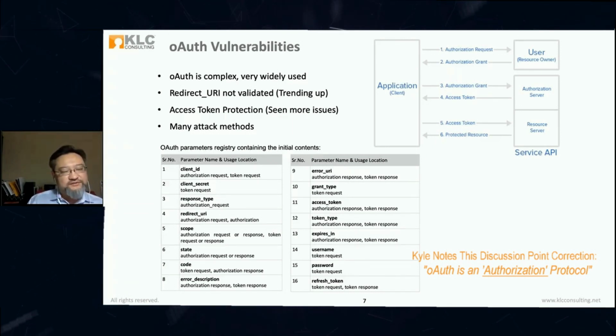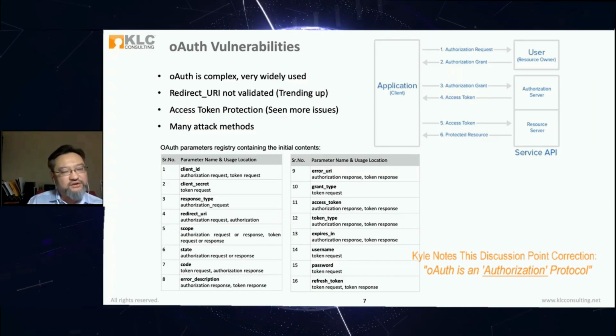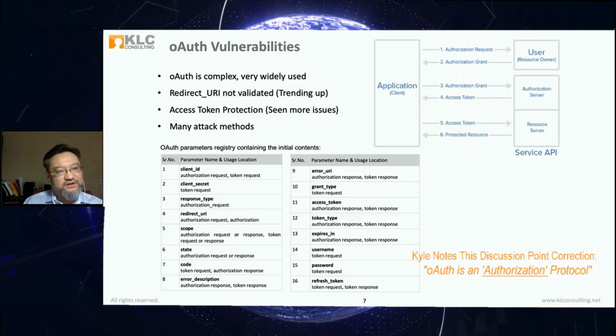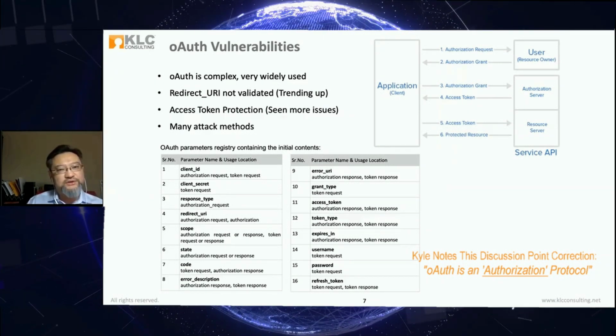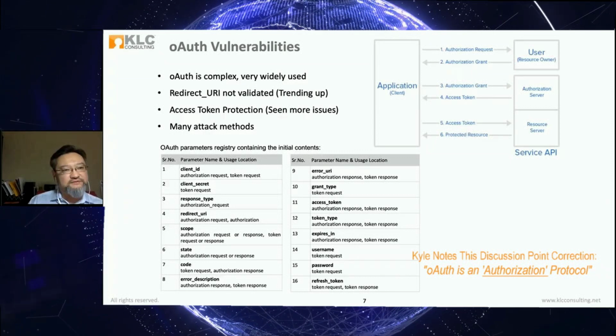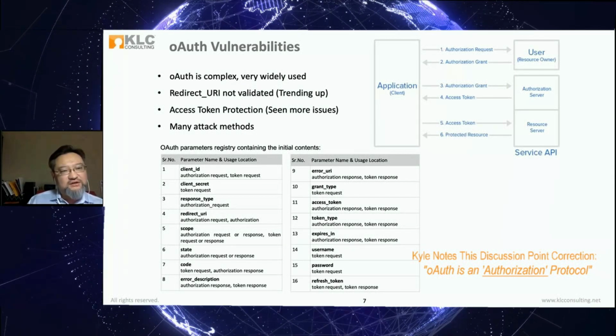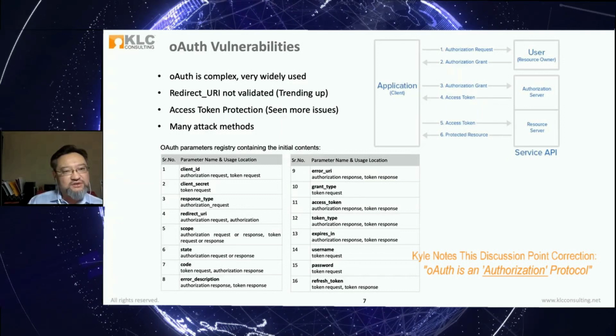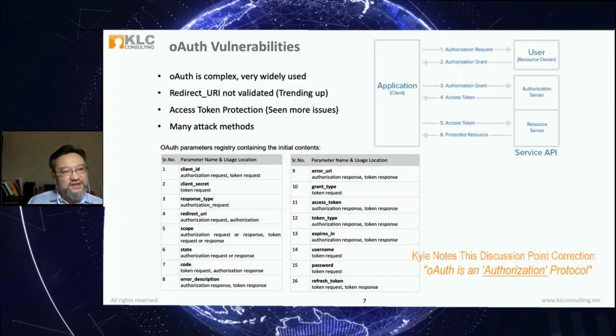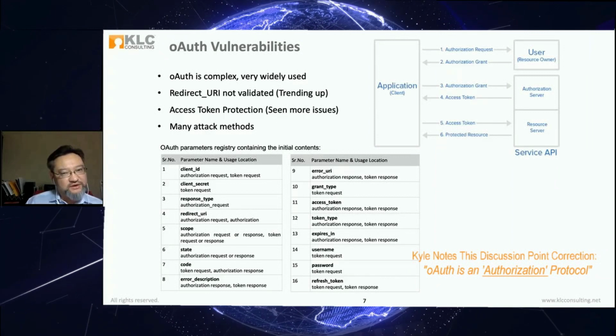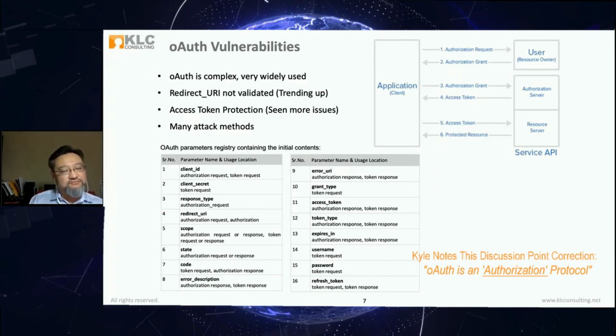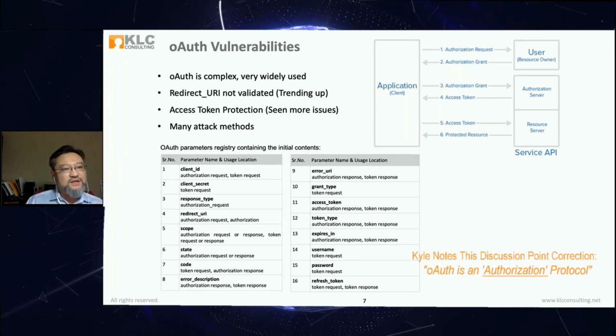It's very widely used and very popular, but it's very easy to make a mistake in the configuration or implementation. The redirect URI is not validated. The redirect URI is one of the parameters that tells the OAuth authorization server where to send your token, right? So if the redirect URI is not validated, you can potentially send the access token to the attacker. And when you send the access token to the attacker, it's pretty much game over. The attacker will take over the account or the session, right?